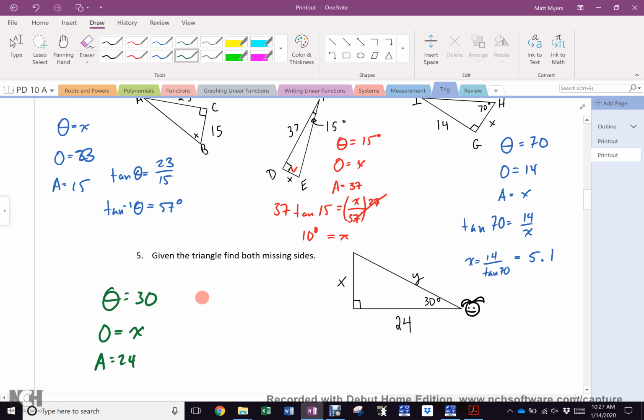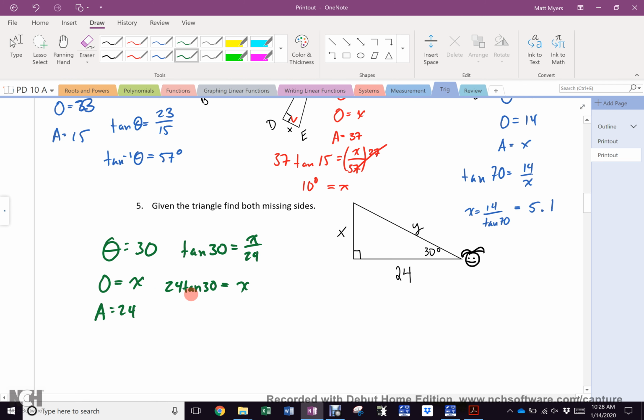Now, we're going to do something weird here, ladies and gentlemen. You all know to write tan 30 equals X over 24, yes? And you all know that X equals 24 tan 30, yes? Now, what do you want to do right now? You want to do 24 times tan 30. Don't do it. That's what you want to do, right? That's going to give you a number, isn't it? And that number is going to have a whole bunch of decimals after it, yes?